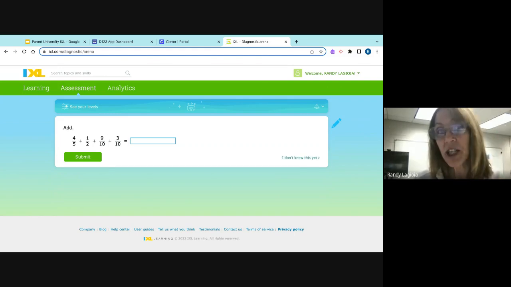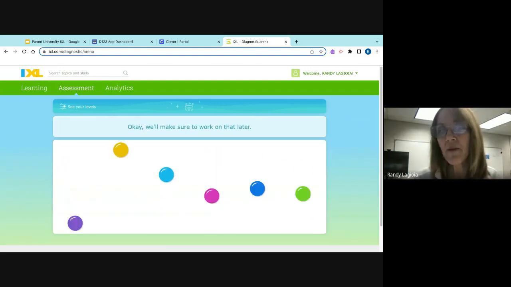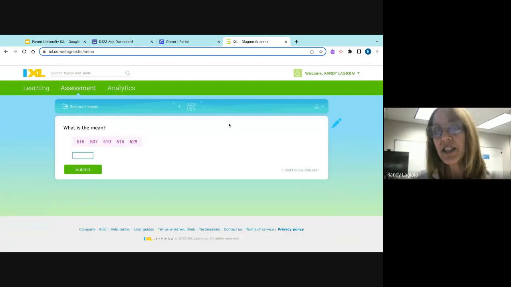I don't know this yet. Rather than guess, because I'm trying to get IXL to personalize for me, and I don't know how to do unlike denominators, I'm going to click, I don't know this. And then it just says, okay, we'll be sure to work on that later. So that is an option with every skill, and that'll help the diagnostic pinpoint right where your child is.